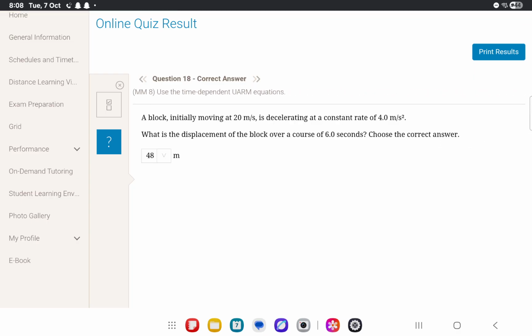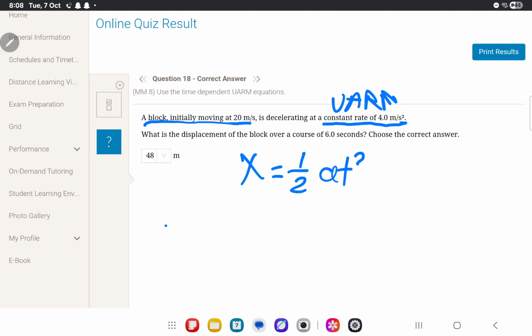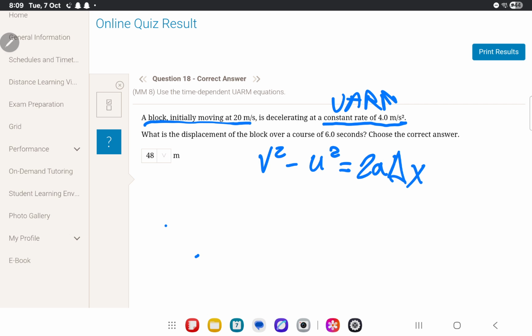Okay, question 18. A block initially moving at 20 meters per second is decelerating at a constant rate. So, what's the displacement? Here, UARM, immediately UARM. So, x is equal to half AT squared plus V0t. Actually, you don't have t. Okay, you're going to use the time independent equation: V squared minus U squared equals 2A delta x.